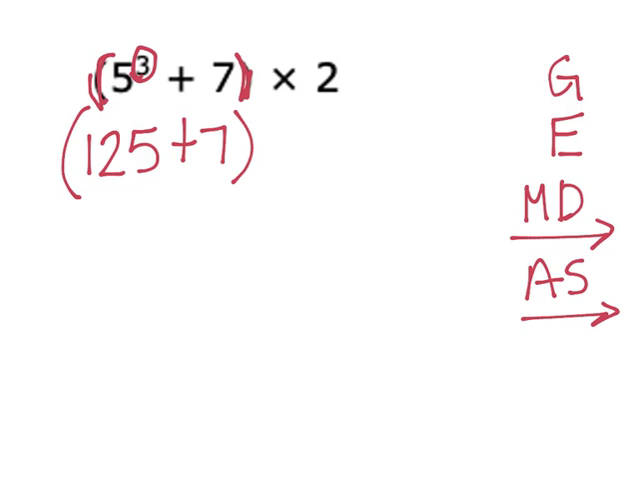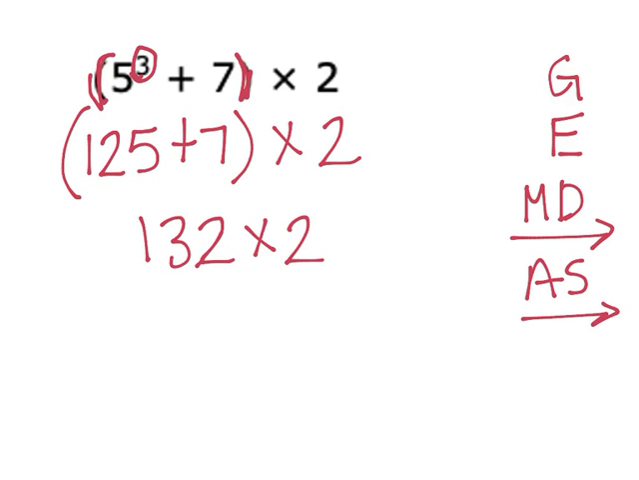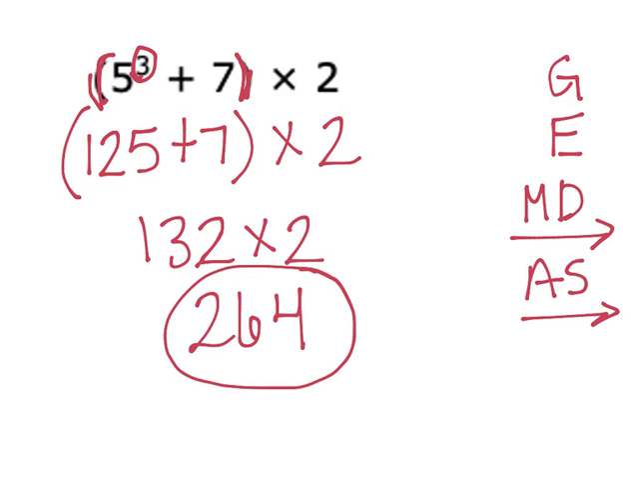Add 7, close parentheses times 2. Now I need to evaluate what's inside the parentheses still. 125 plus 7 is 132. Since that's all that's left inside the parentheses, I can get rid of the parentheses. Then I'm left with 132 times 2. When I evaluate that multiplication problem, I get 264. Okay, so there are a few less steps, but either way, I showed every single step of the way, and I acknowledged my final answer by putting a circle around it.